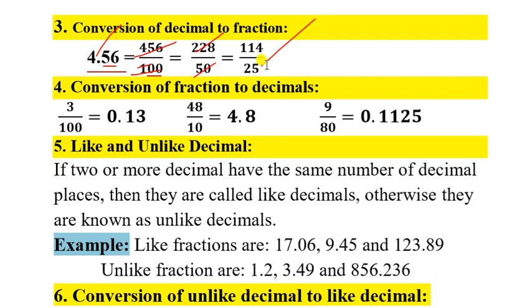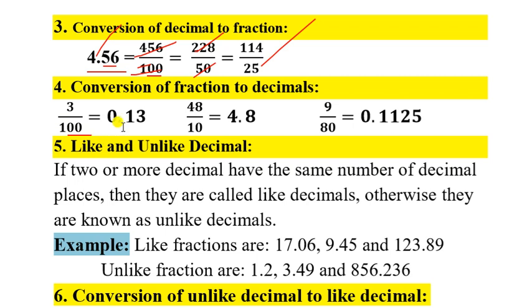Remember this. Now fraction to decimal, how will we convert fraction to decimal? It is very easy, because see, I told you already, how many zeros are there? 20. So before 2 digits the decimal will come.